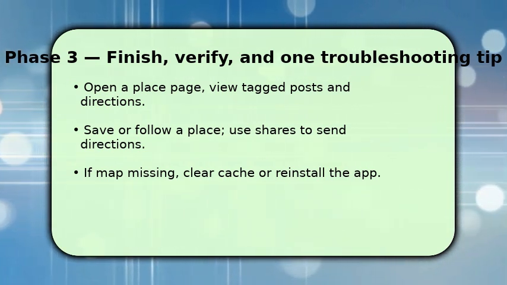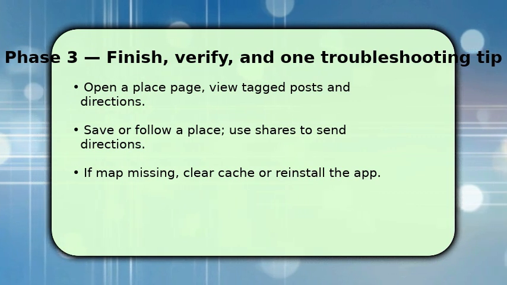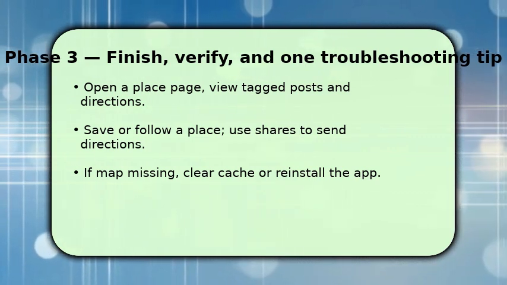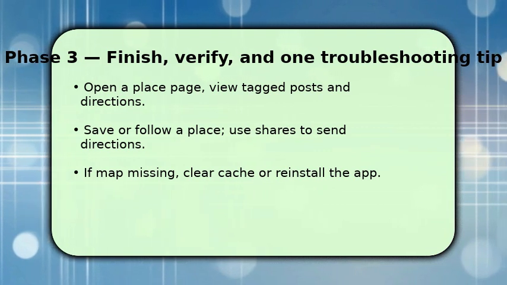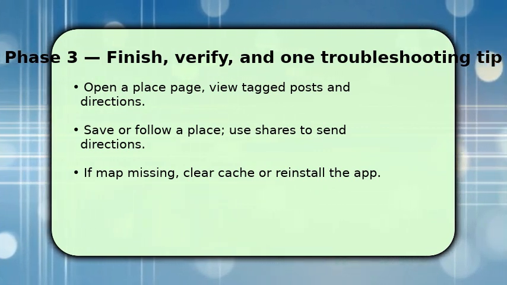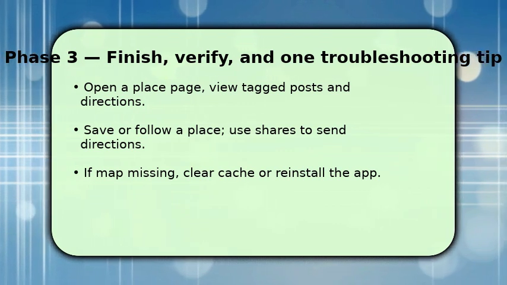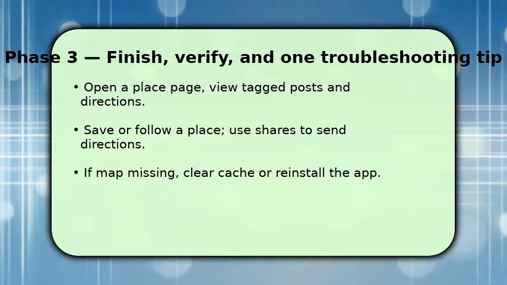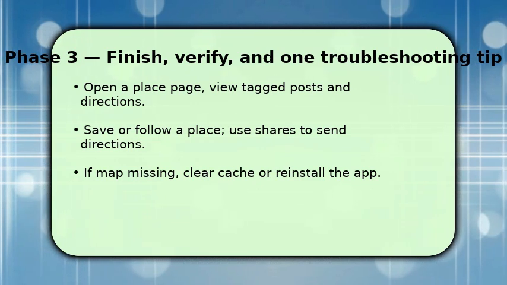If the map or places don't appear, force close Instagram, clear cache, or reinstall the app. That typically restores missing map features. If problems persist, confirm location permissions and your network connection before retrying to ensure reliable results.